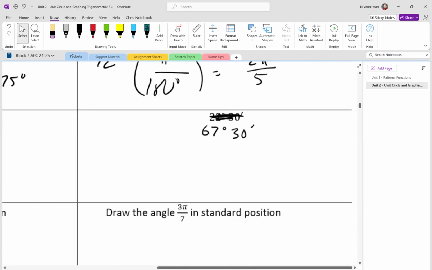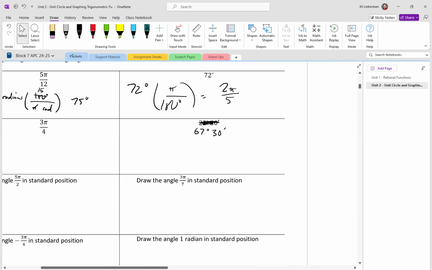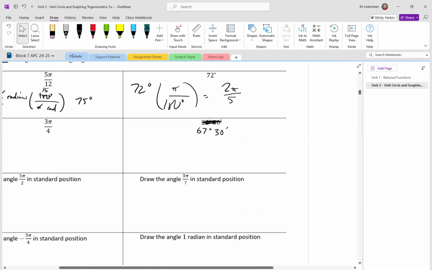This one, I changed to 67 degrees and 30 minutes. Have you seen this before? Traditionally degrees have been broken up not into decimals, but into minutes. How many minutes do you think are in 1 degree? 60 minutes in 1 degree. And then each minute can be broken up into parts, normally 60 parts. Each part is called a second.